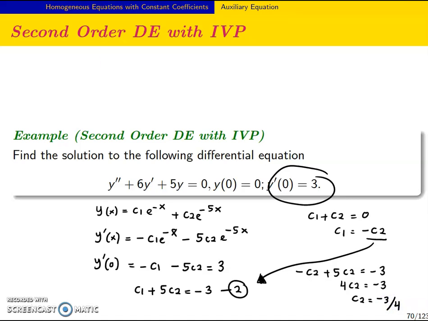Okay, so we can find c1. c1 equals negative c2, and we have obtained c2 equals negative 3 over 4. So c1 equals negative, so we have obtained c1 as 3 over 4.